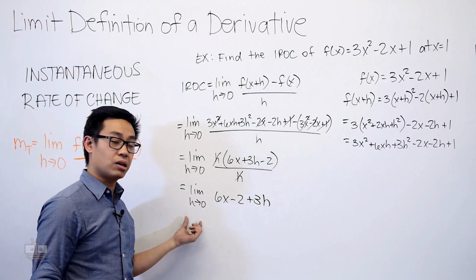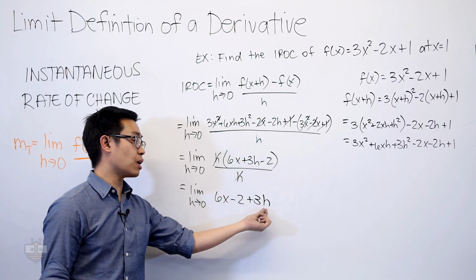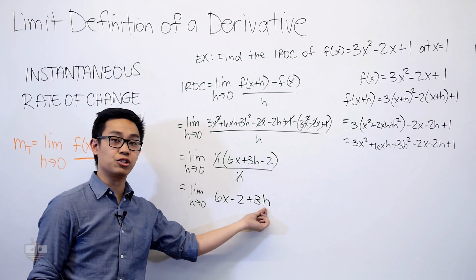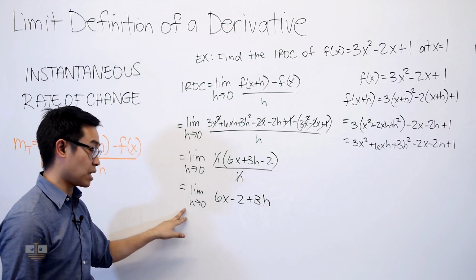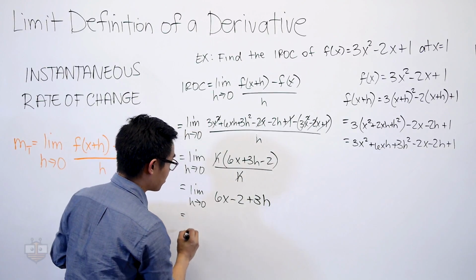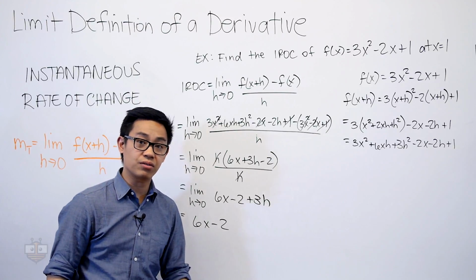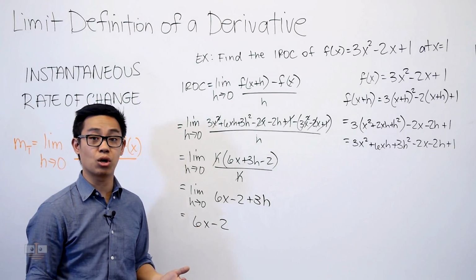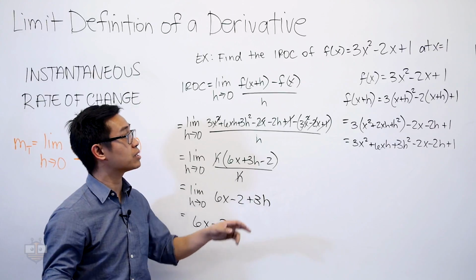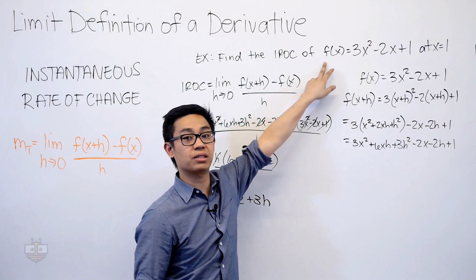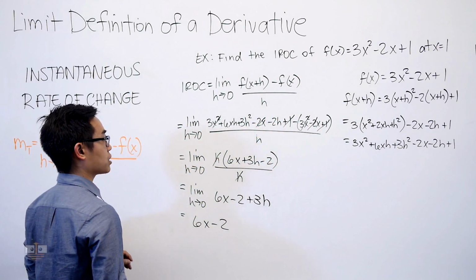To finish off the limit, we sub in. We sub in for h here. We sub 0 in for h here, not for x, because it says h approaches 0. When you sub in, you get the expression 6x minus 2. This gives us the formula to calculate the slope of the tangent at every point on the curve f at x is equal to 3x squared minus 2x plus 1.